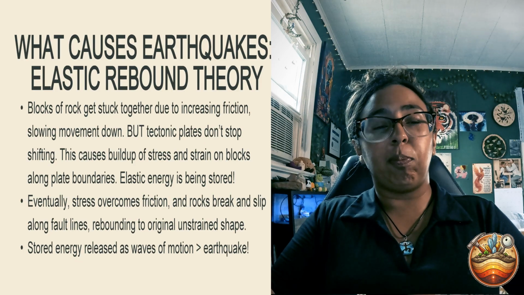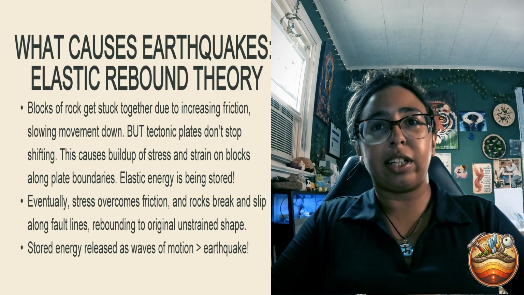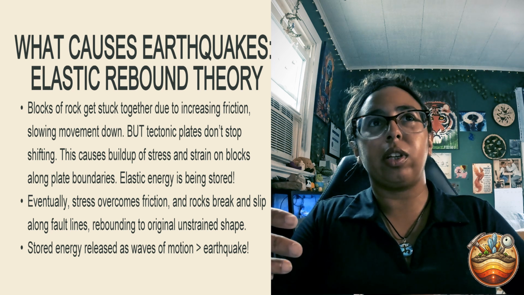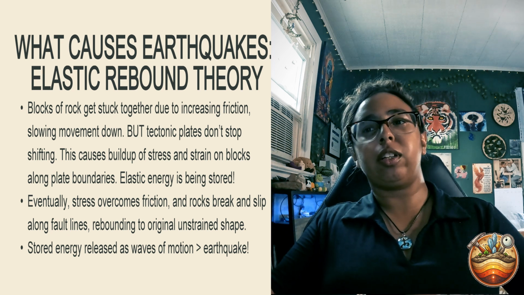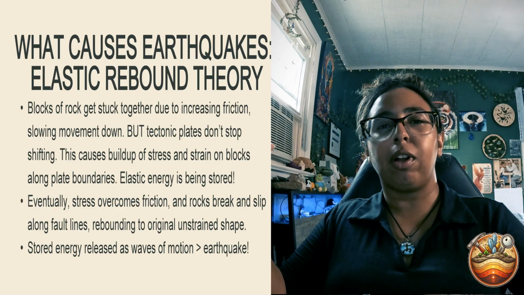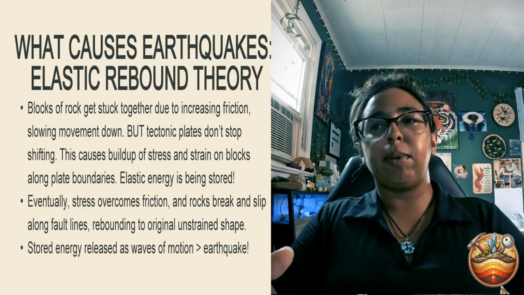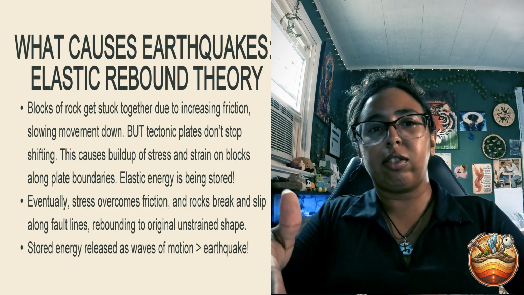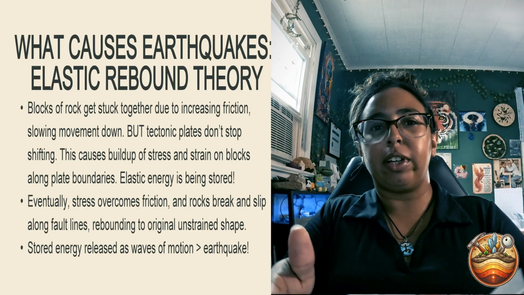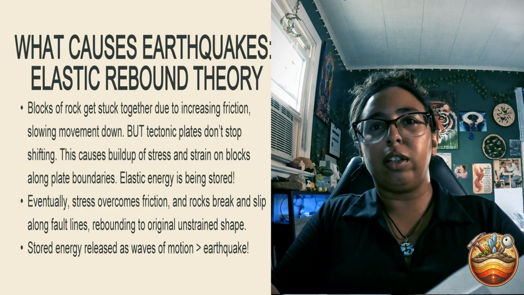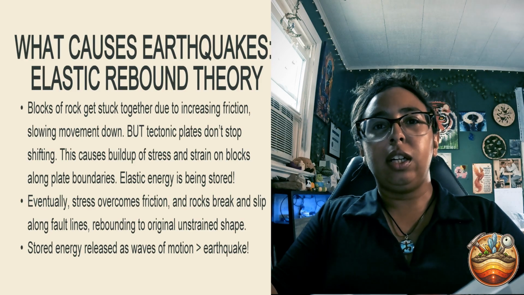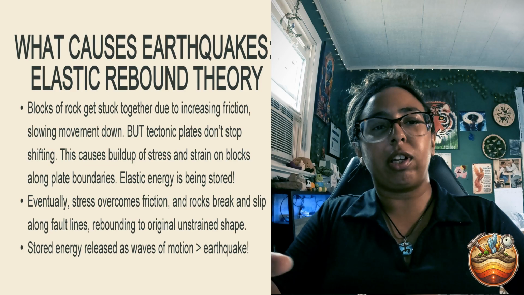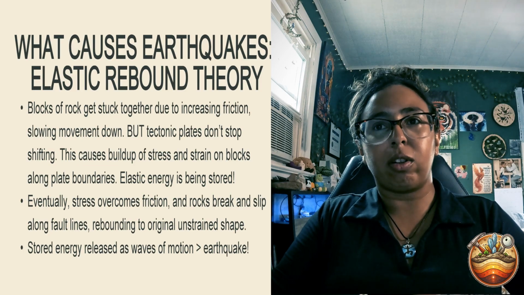As the blocks of rock, the tectonic plates, keep bumping into each other, friction builds. Friction is more like a heat and pressure thing. So as the friction increases, the blocks start getting stuck together because there's too much friction for them to keep sliding away from each other. So they just start getting stuck more and more as they keep moving together at different points. They basically get stuck along fault lines. Those are the boundaries between the different blocks that they're getting stuck along.